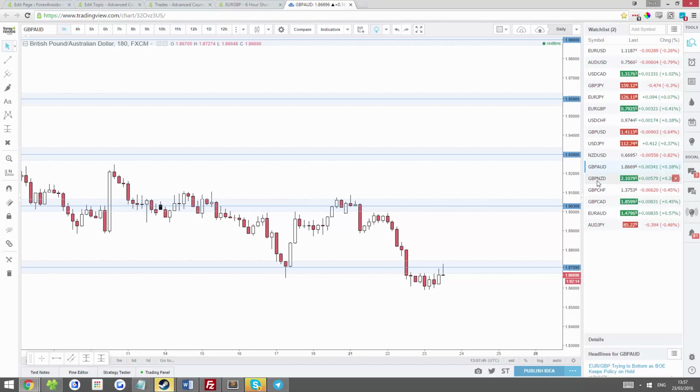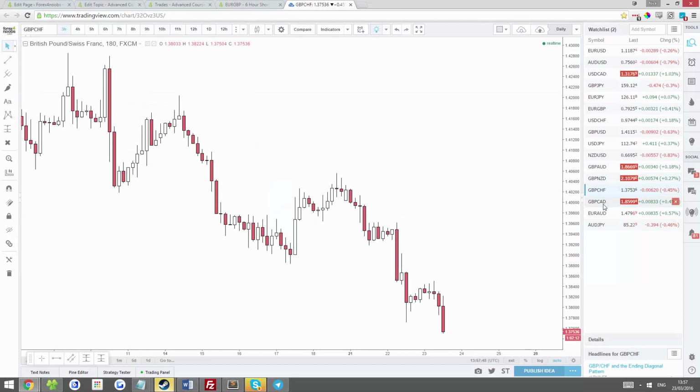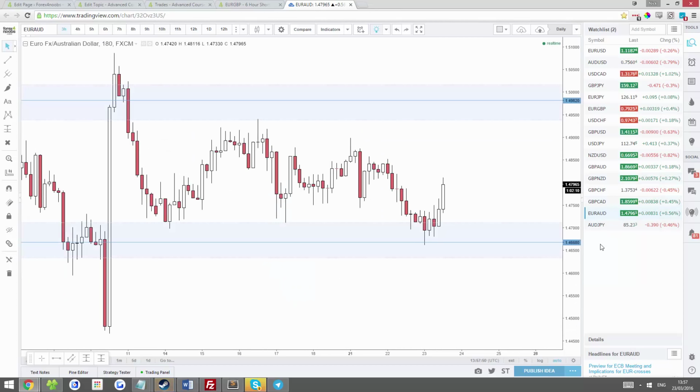It's up to you. We're not going to do any analysis for these pairs down here because I don't really trade these pairs. These are just pairs that I usually open up because someone on the forum will say, hey Nick, can you check out this? And I check it out. So GBP New Zealand, USDCHF, GBP CAD and EURJPY, we're not really going to check them out.